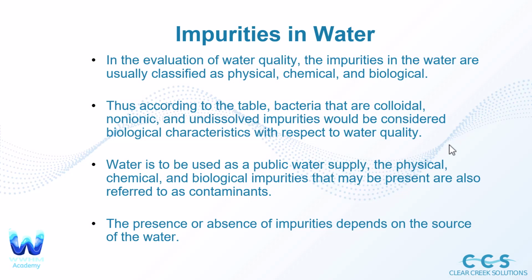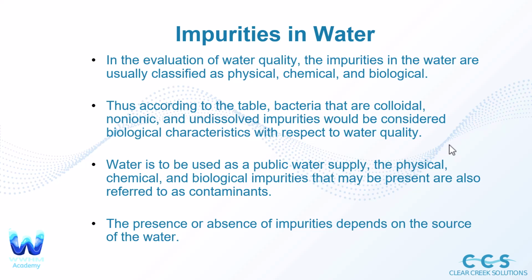In the evaluation of water quality, the impurities in the water are usually classified as physical, chemical, and biological. Thus, according to the table that I'm going to show you, bacteria that are colloidal, non-ionic, and undissolved impurities will be considered biological characteristics with respect to water quality. Water is to be used as a public water supply. The physical, chemical, and biological impurities that may be present are also referred to as contaminants.